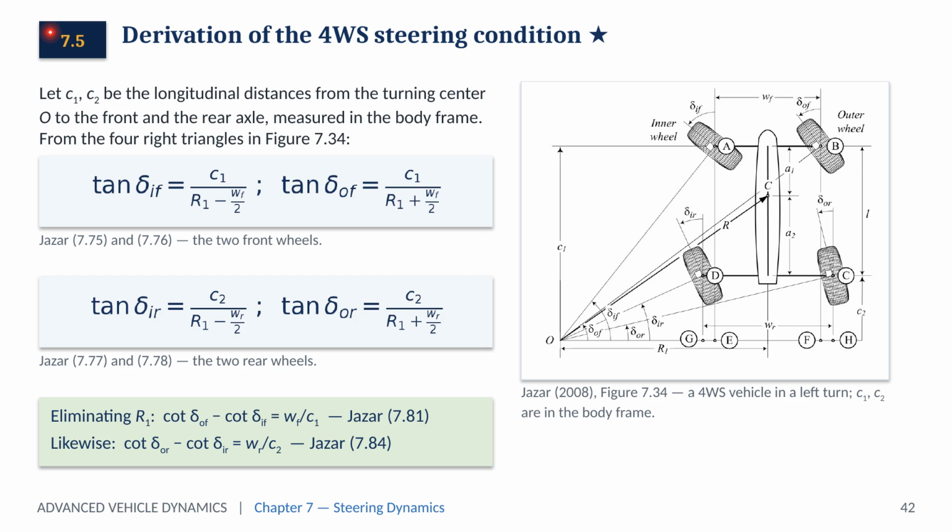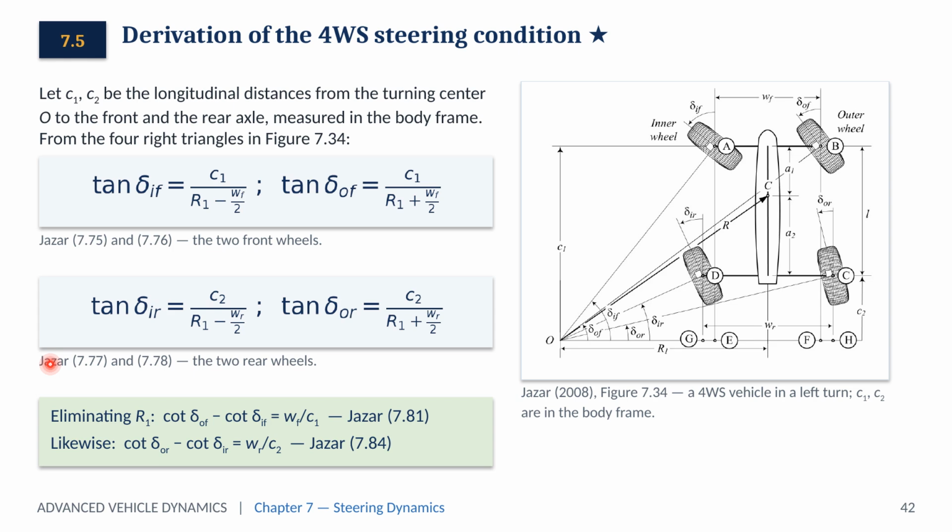Let C1 and C2 be the longitudinal distances from the turning center O to the front and the rear axle in the body frame. Figure 7.34 gives four right triangles, one per wheel. Equations 7.75 and 7.76 describe the front wheels, 7.77 and 7.78 the rear ones.